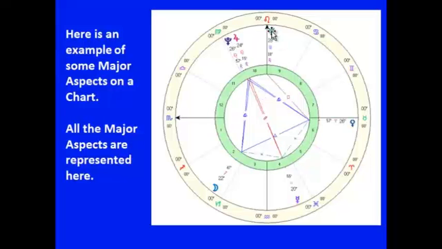Now, here we have a square. This is Uranus at 28:38 Cancer, and it is square Venus at 26:57, almost 27 degrees. So it's just a little over a degree and a half from being an exact square to each other, so almost an exact 90-degree angle. Now, these are all major aspects.